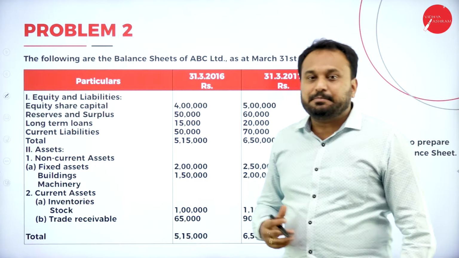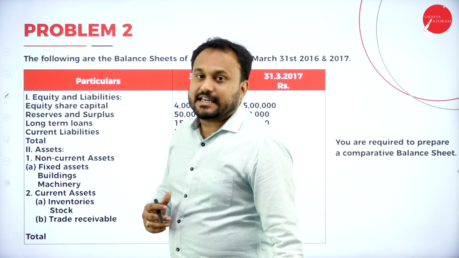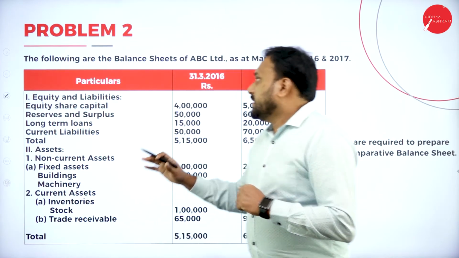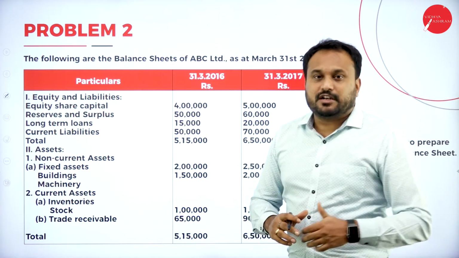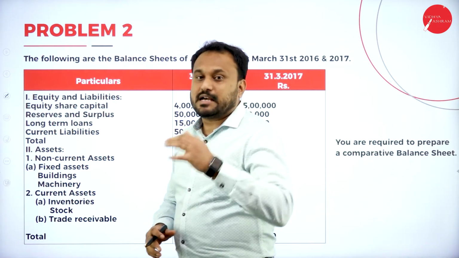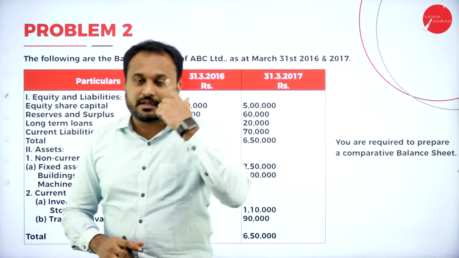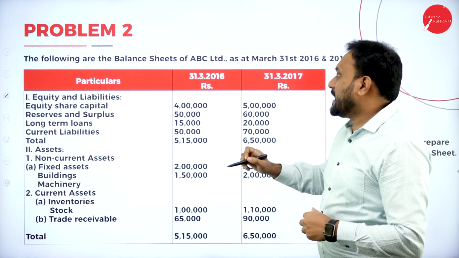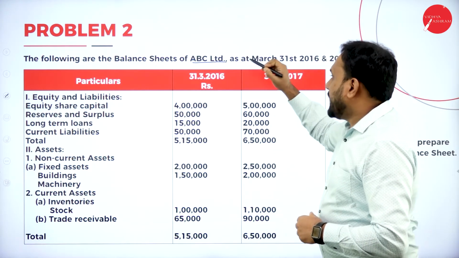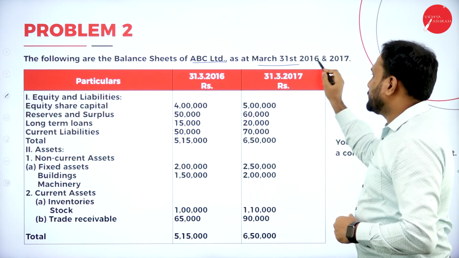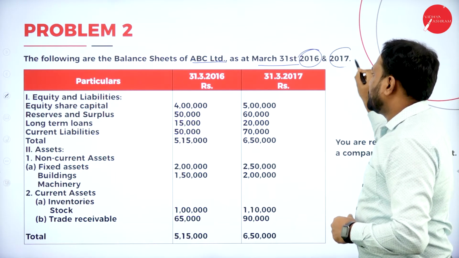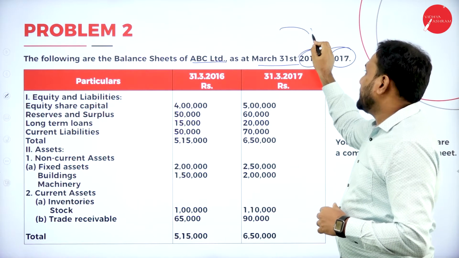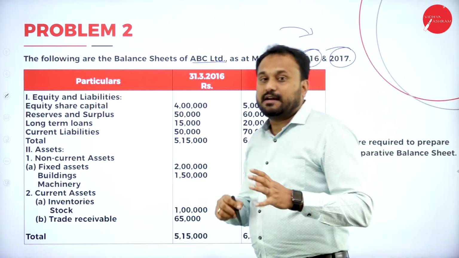So let's go with the second problem here. What exactly is the second problem all about? Now when we go with the second problem, understand the following balance sheet of the company which they have given. For example, in the first problem we had something called Alpha company, right? Now here we have ABC Limited as at March 31st, 2016 and 2017. So which is the oldest here? That is 2016 is the oldest and then we have 2017.